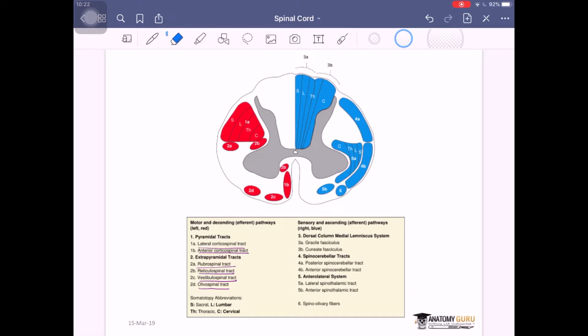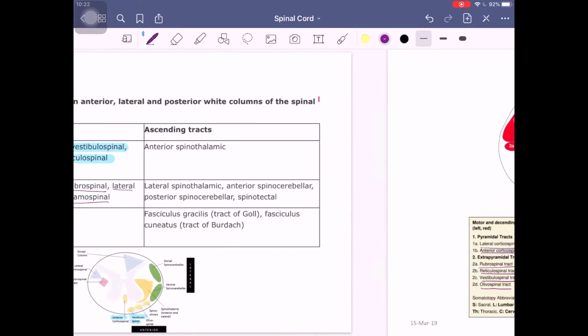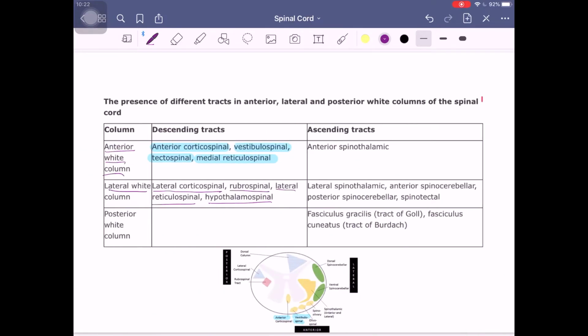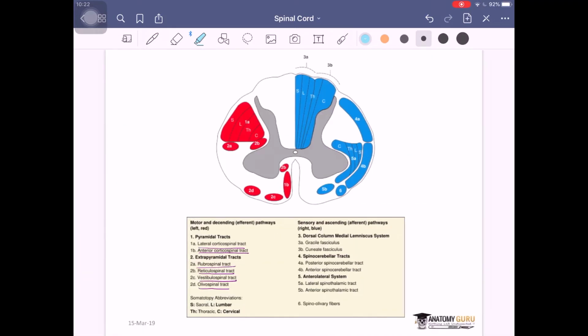In the same way, if you look at the ascending tracts, which are your sensory tracts shown in blue, they are present in all three funiculi. Anteriorly you have only one tract, called the anterior spinothalamic, which you can see here. Here is your anterior spinothalamic.